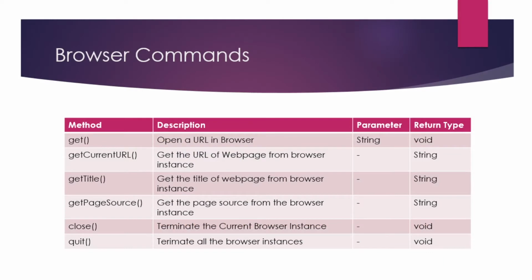Coming up to the second one, that is get current URL. This method fetches the current URL which is there on the browser instance. This method accepts no parameter and returns a string value that is going to be the URL on the browser instance. Now let's get back to our IntelliJ and see how this method works, or how this method is actually called.